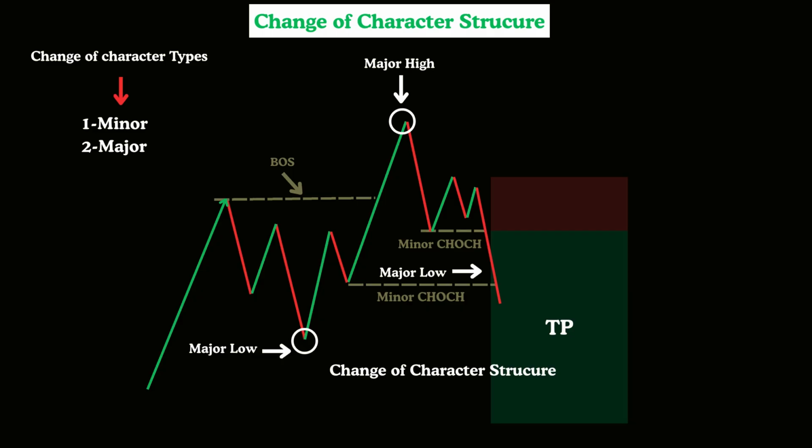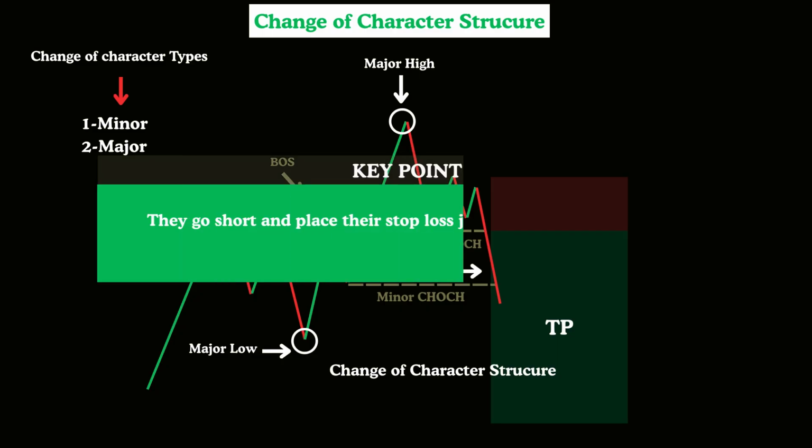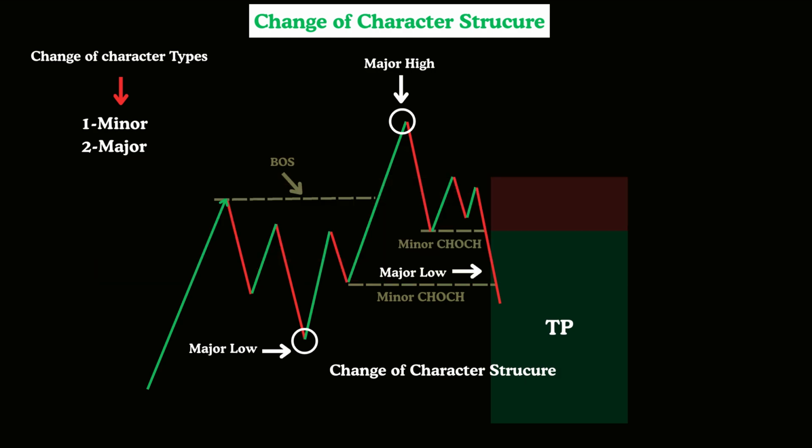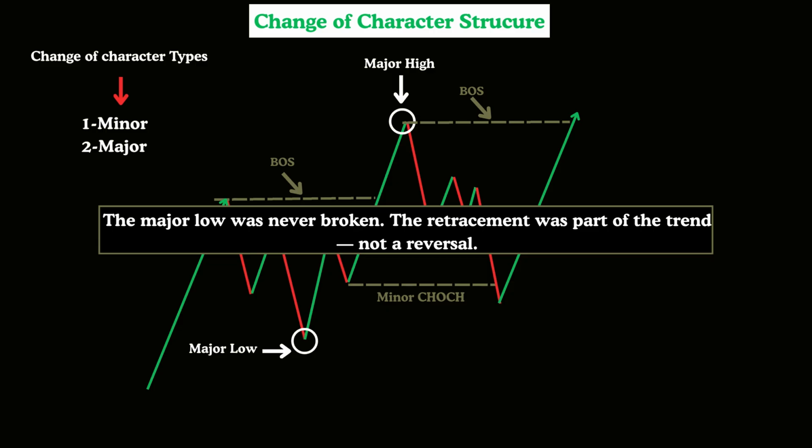This is a common mistake among novice traders. For example, price may break an internal low, prompting some traders to assume the uptrend has ended. They go short and place their stop loss just above the internal high. But often, the market simply makes a small retracement, then resumes its bullish trend, stopping them out. The reason? The major low was never broken. The retracement was part of the trend, not a reversal.